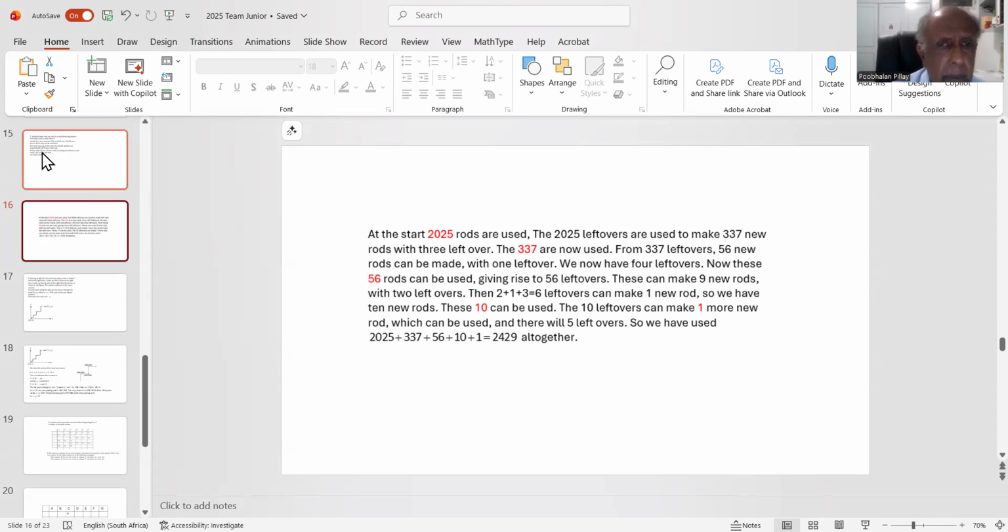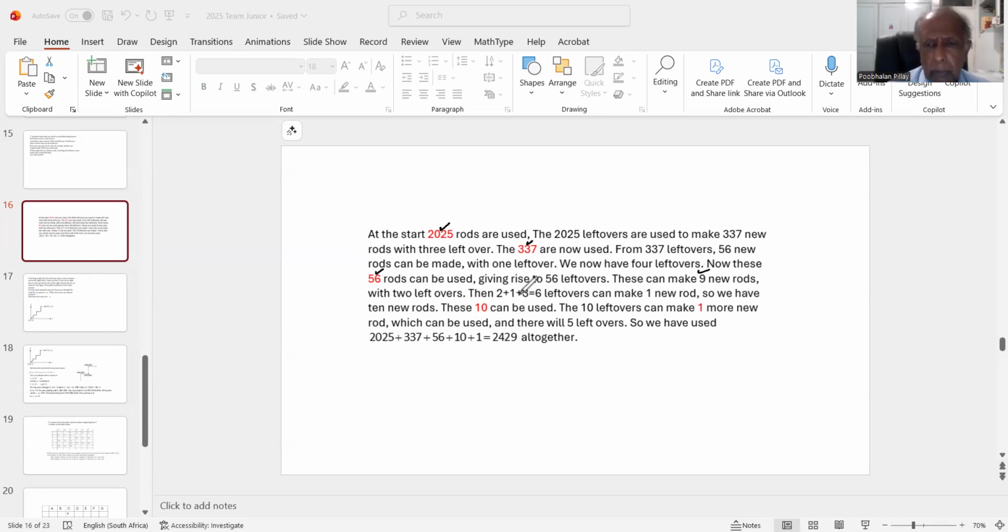Okay, I certainly had 2025 in the beginning. It was 337. I think I had 337. And then I remember I made 56, right? And those six, okay, 56 rods. And then we made 9 new rods with this. But it seems to me that they were already, we could have used one more.